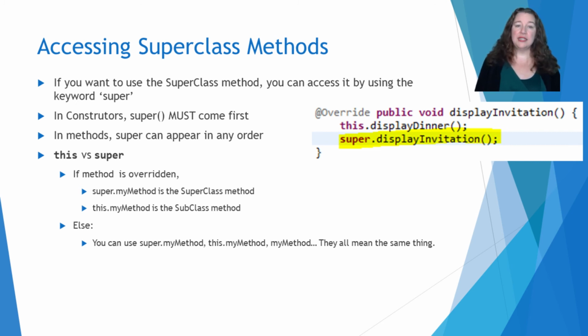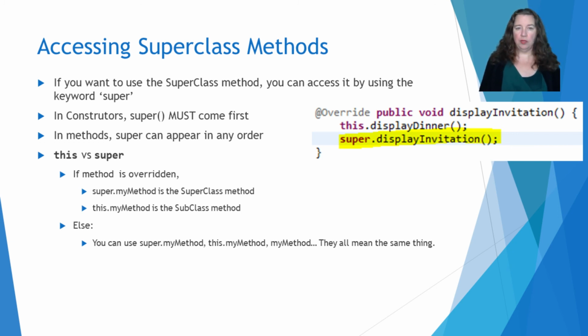If you are accessing the superclass constructor, remember the super must always come first. Otherwise, the methods can be in any order. You can have superclass methods below or above any base class methods or derived class methods, and that's fine. There's no problem with that. You just use the keyword super the same way you would with the keyword this.